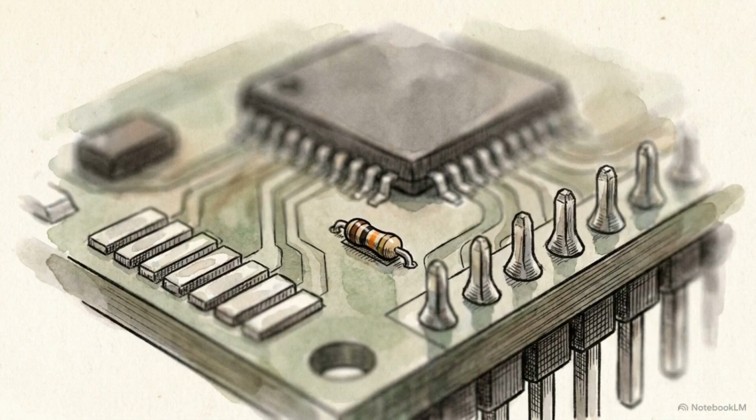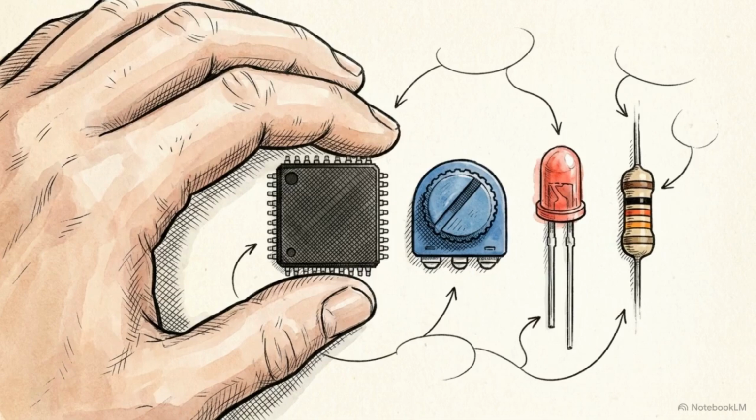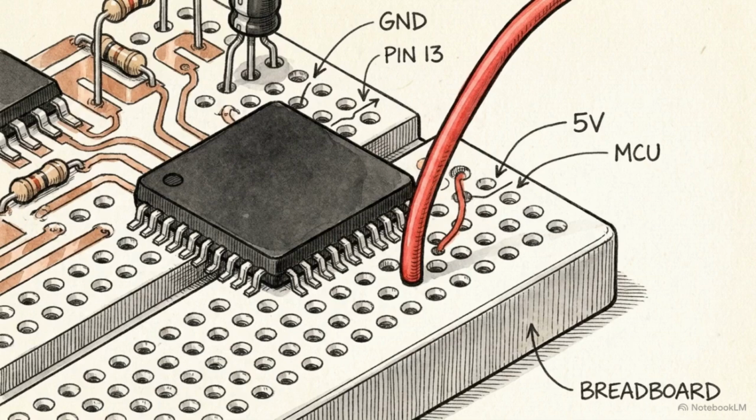We have to start at the component level. Let's clear the workspace. For our first circuit, we need 4 components: our microcontroller, a potentiometer dial, an LED, and a resistor to regulate the current. We will start by supplying power.